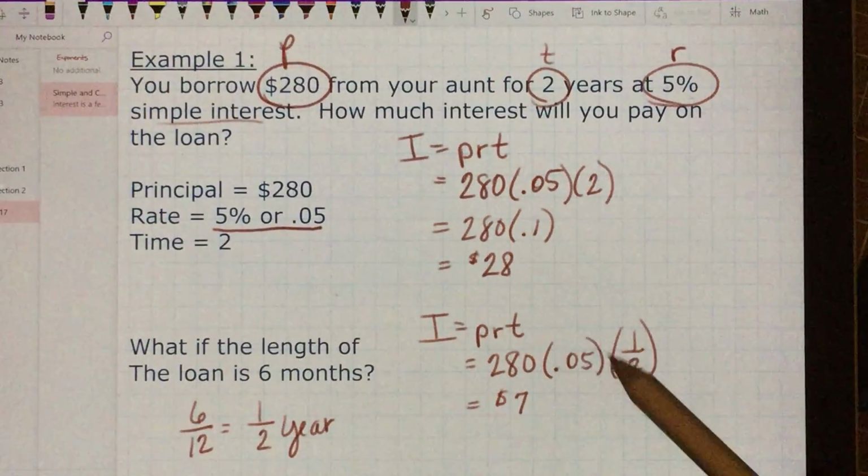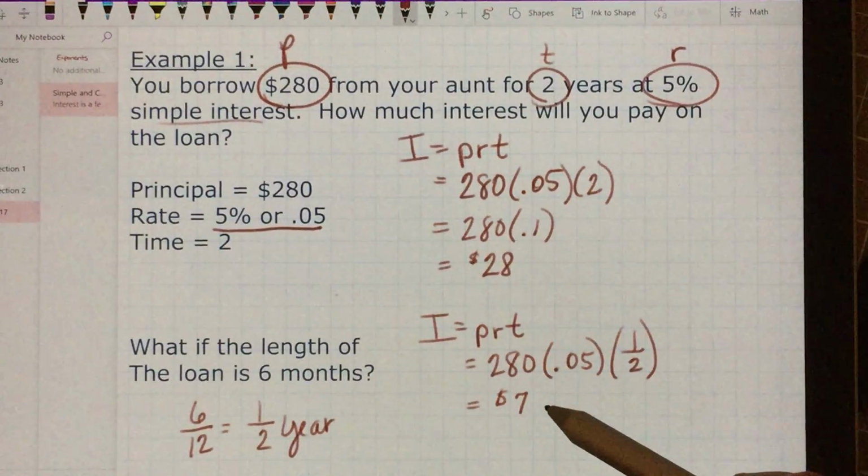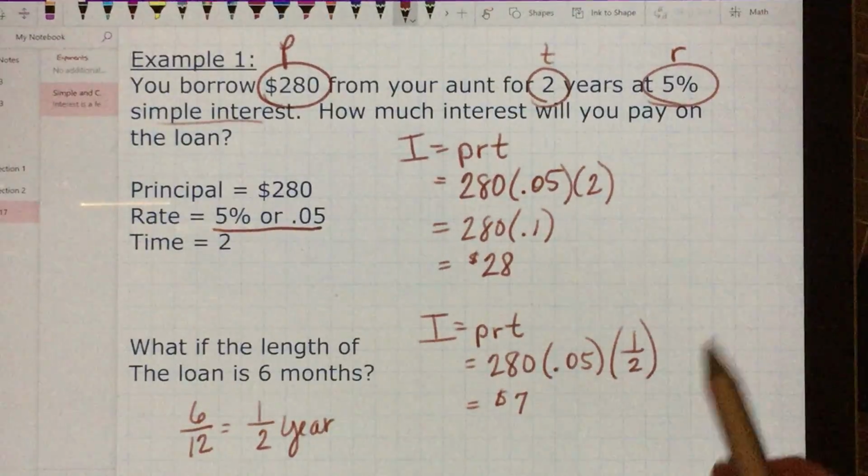So you can see that reducing the amount of time that it takes you to pay off the loan greatly reduces the amount of interest that you pay.